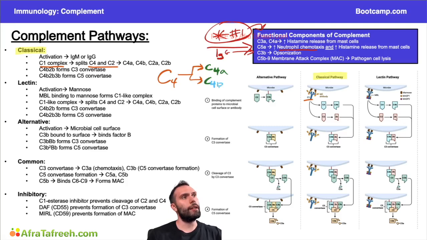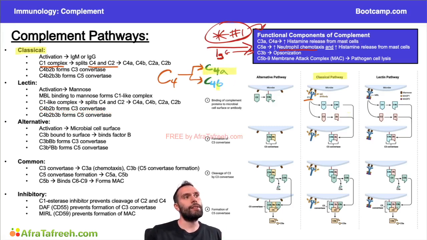So you're going to get a C4A, and you're going to get a C4B. You can think of this kind of subletter as being more of an activated form, whereas the inactivated form you can think of as just having the number. So this is more inactivated and these are my activated forms. Now we already know what C4A does. C4A, we already said, stimulates histamine release. It's one of the anaphylatoxins.